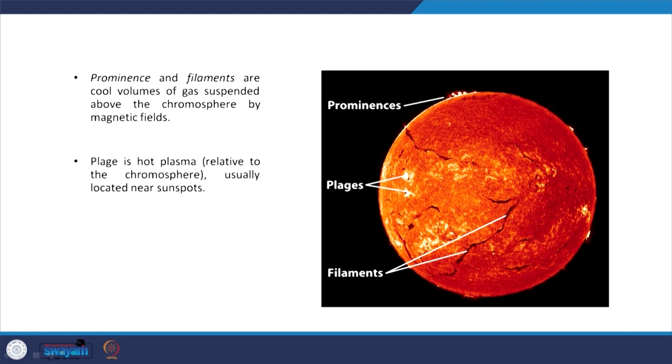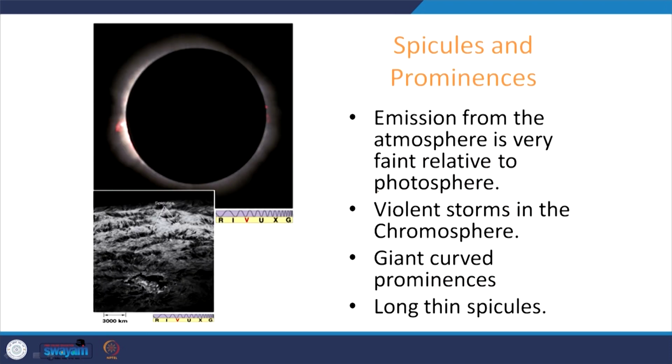Okay. Now, prominences and filaments. We have seen spicules. Other aspects of the chromosphere are prominences and filaments. Prominences and filaments are cool volumes of gas that are suspended above the chromosphere by magnetic fields. By virtue of magnetic fields, volumes of gas are suspended. This you call prominences. Plage is a hot plasma relative to the chromosphere, usually located near the sunspots. Near the sunspots, the hot plasma that exists is generally called the plage.